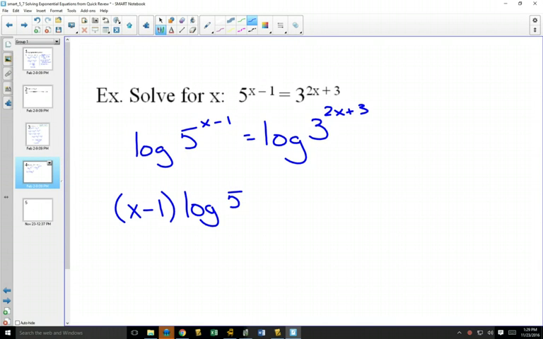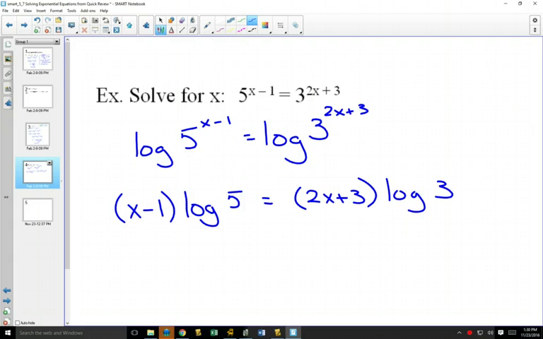And notice how I put that x minus 1 in front in brackets. Because the whole thing comes out in front multiplying by the log 5. So a common mistake is forgetting those brackets. And same thing, is the exponent there to the entire base inside that log? Yes. So we can bring out the 2x plus 3 log 3.